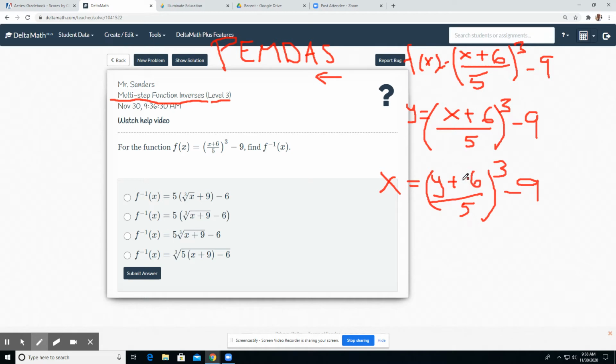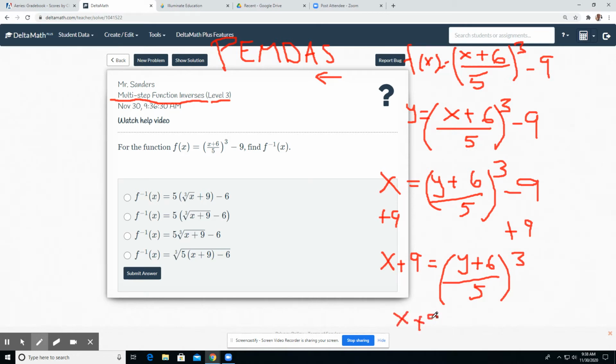Of course, you can't get at this addition right here. That's more of an exponent or parenthesis part. All right, so we're going to add 9 to both sides. X plus 9 equals Y plus 6 divided by 5, quantity cubed. Okay, and then I like rewriting it when I undo an exponent.